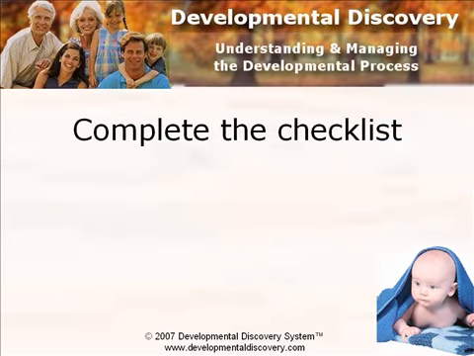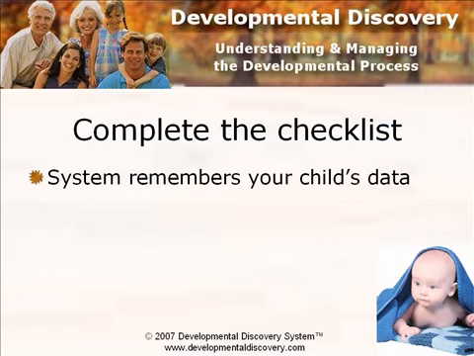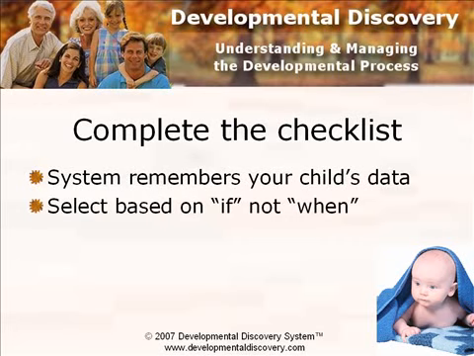Completing the checklist is simple. The system remembers your child's most recent checklist data, so you only have to mark the changes that your child has from the time before. As you complete the checklist, make your selections based on if your child has done this behavior or learned this task without respect to when they did it. The various stages of the checklist show months based on, generally, when the children go through that task.